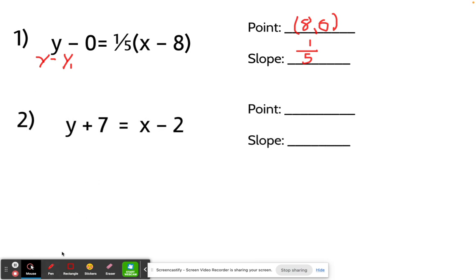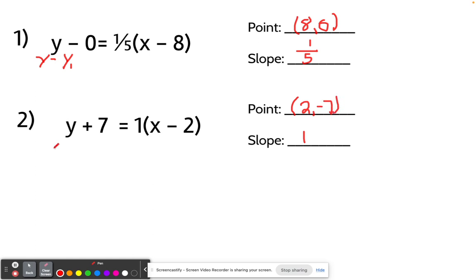How about this one? This one's kind of weird. What am I multiplying my x minus 2 by in this case? That invisible 1. In this case, my slope is 1, my x is 2, and my y, which I think you're getting the hang of by now, would be negative 7, because it's y minus the negative.